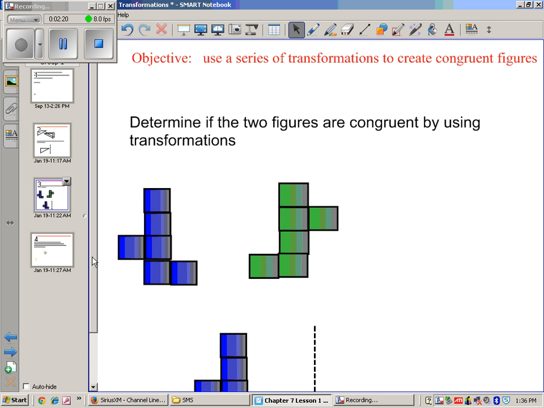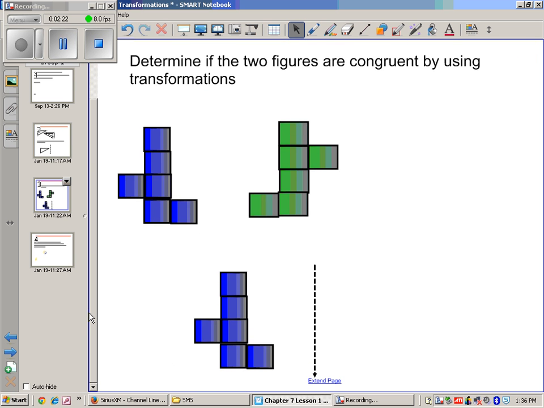The next example looks like Tetris figures if you're used to Tetris. Determine if the two figures are congruent by using transformations. So once again, we have our two figures, green on the right, blue on the left. I know on your copies they did not come out very well, so you might want to write them down. Blue is on the left, green is on the right.